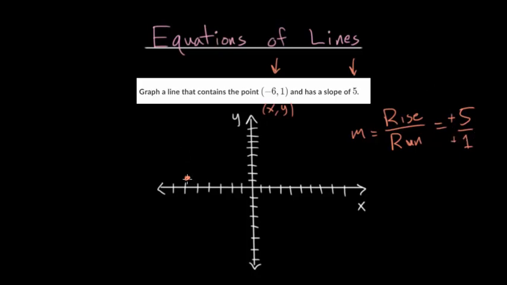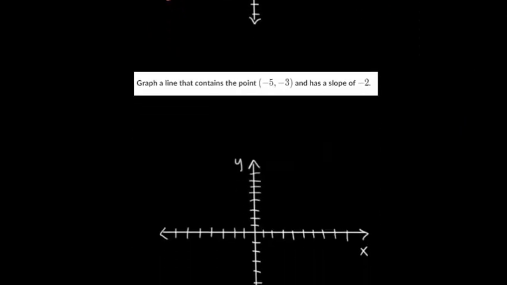So we're going to first count over 1, so that's our run, so that's going to bring us to here, and then we want to go up 5 units. Or essentially, we were at a y value of 1, so now we're going to be at a y value of 6. So 1, 2, 3, 4, 5, 6. So it should be something right there. And now that we have 2 points, we can connect them with a line. So you can get at least a rough idea of what the graph of this line should look like. So let's look at a couple more examples now.